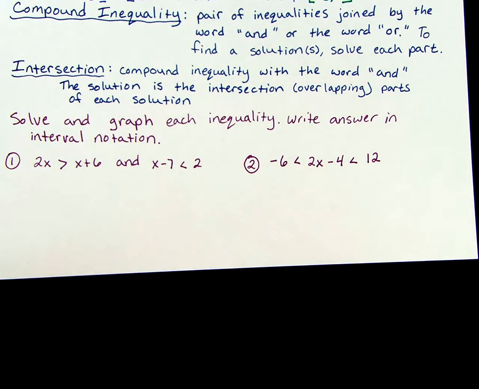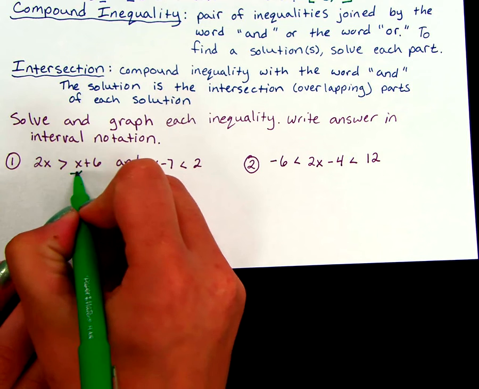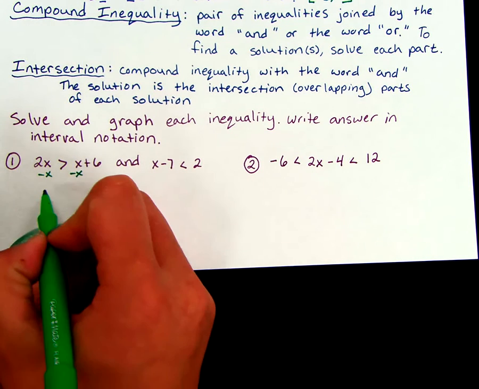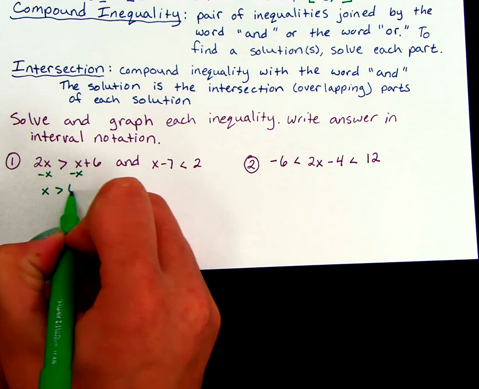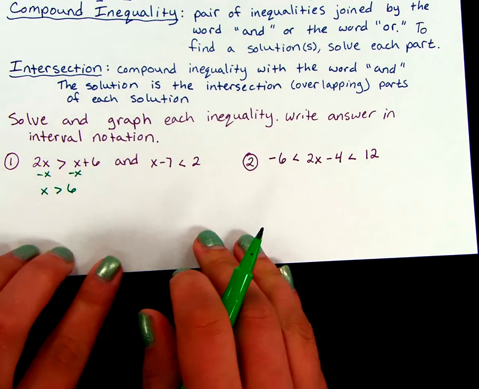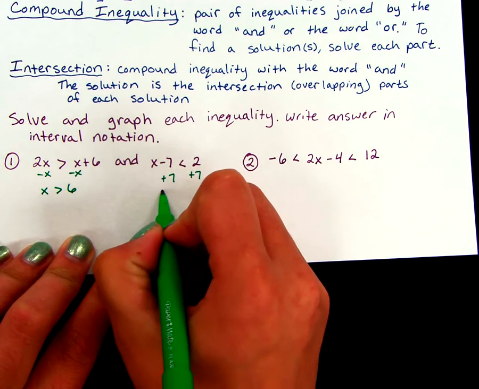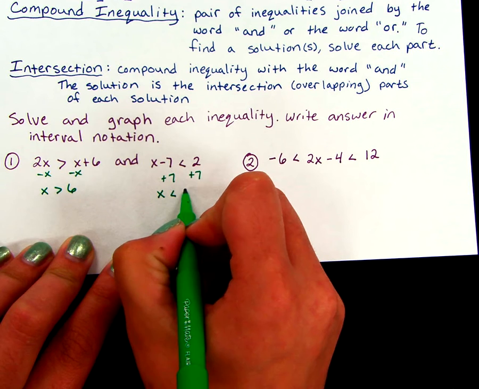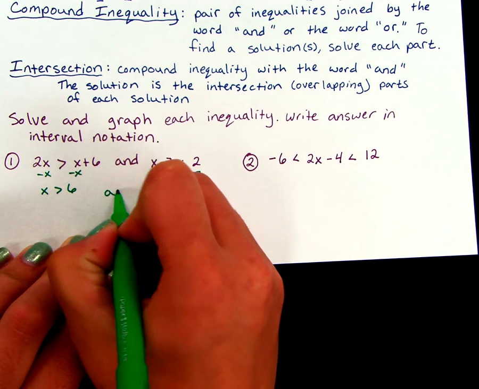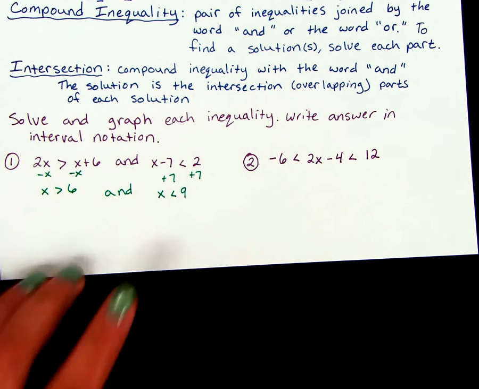So we're solving for x. For this one, we're going to subtract x over to the other side. So we would have x greater than 6. And I'm going to go to the next one and solve that. This one is easy. We just add 7 to each side. So we have x less than 9. And again, we're still going to have that "and" in between.